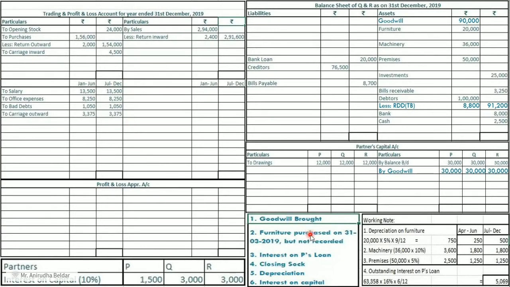So first entry is goodwill brought. So we will record the goodwill into the balance sheet and will distribute to the partners. Furniture purchase on 31st March. Now in balance sheet we have already recorded the furniture. The second effect we will add to the creditors 20,000.